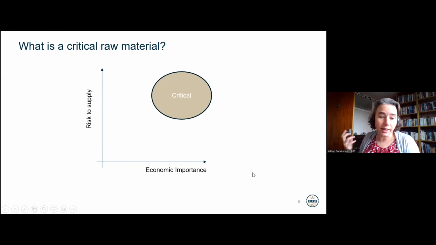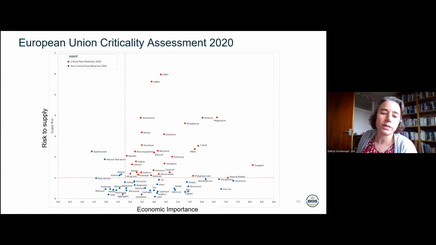And if something is economically important, but has really significant risk to supply, then we refer to it as being critical. And the European Union's been making lists of critical raw materials for the EU since about 2012. And this is the latest one, published in 2020. This is rather small text, apologies, but you can see that they've plotted those two axes, and they've plotted a whole range of different raw materials on there. The ones in red are what they consider as critical.